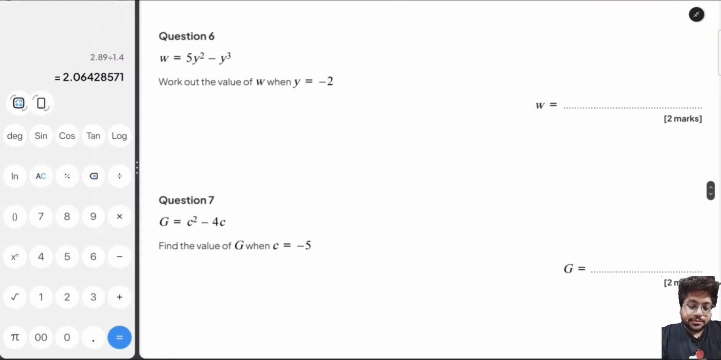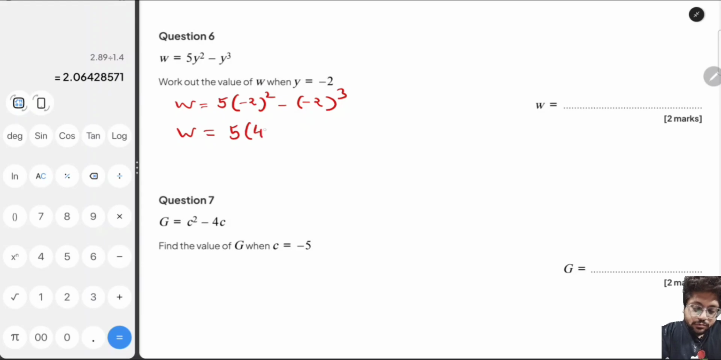Same thing, we are supposed to find the value of W. Y is already given. Y is minus 2. So let's write W is equal to 5 times minus 2 square minus minus 2 cube. Minus 2 square is positive 4. We have already discussed today that if you are getting the even power of any negative number, the answer is positive, and odd power of negative number is negative. So minus 2 square is positive 4, but minus 2 raised to 3 is negative 8. So W, 5 times 4 is 20, and minus minus plus, so it's plus 8, so it's 28. So your answer is 28.